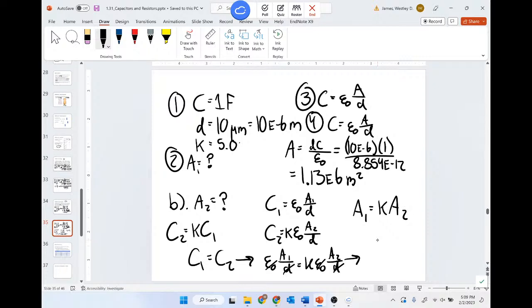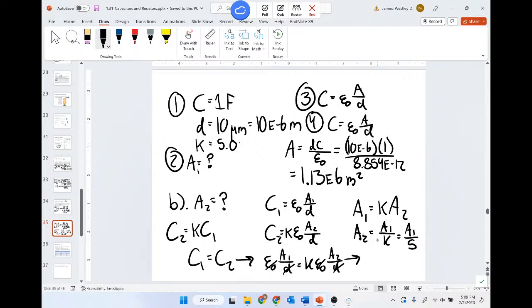The same capacitance. The right one just got that kappa in front of it because we saw that before. We could just multiply by kappa. And now we get A2 equals A1 over kappa, which is just A1 over 5. Long story short, I'm not going to even plug in the numbers. It's 1/5 the area. That's what I want to show you all.